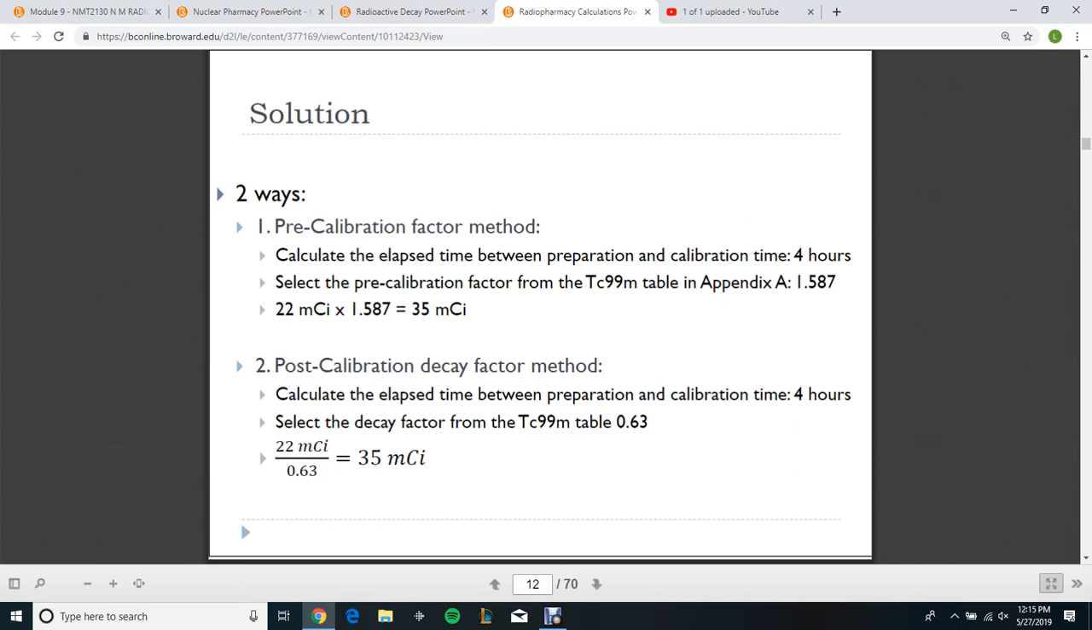Option 2 is the post-calibration decay factor method. Calculate the elapsed time between preparation and calibration time. It's 4 hours. Select the decay factor from the technetium-99m table, which is 0.630, and then you take the 22 millicuries and divide it by 0.63, which is equal to 35 millicuries.